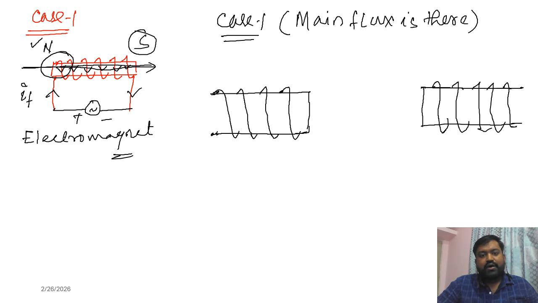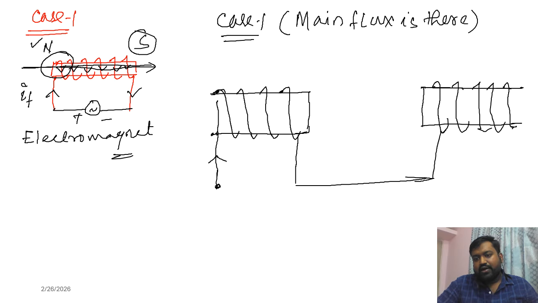Okay, now you see we are giving the input current. This is the input we are providing. Because we have to connect the winding in series, you see this is the series connection. This is the current, then it will go from here to here.